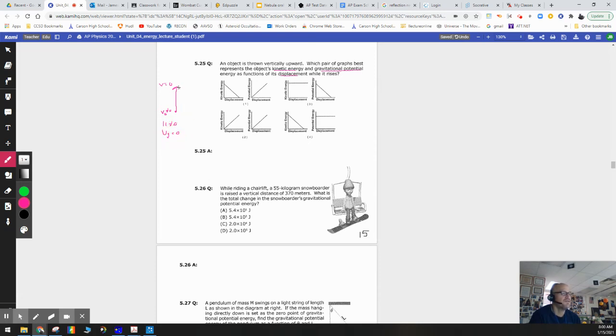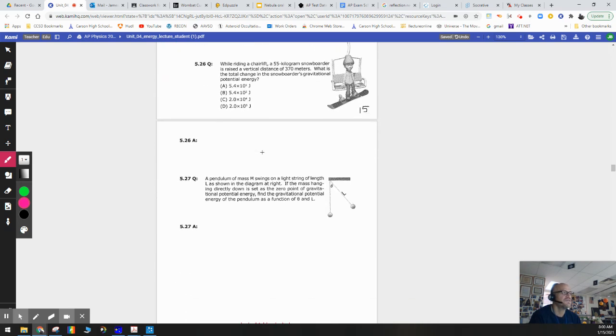Right up here, kinetic energy is 0. We should say initial kinetic energy. Initial kinetic energy, and up here it is 0, and the gravitational potential energy is definitely not 0. So using this to guide you, which one of these graphs explains what's going on here? We'll hit pause. Okay, next one here, 5.26.